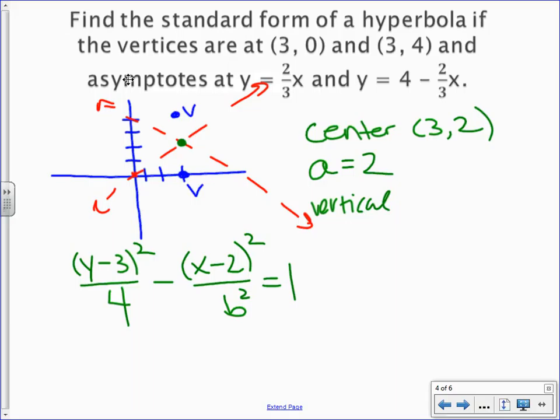All right, so pod 4. What did you do with those asymptotes? Plotted them to make a rectangle. Oh, so you did this? Excellent.